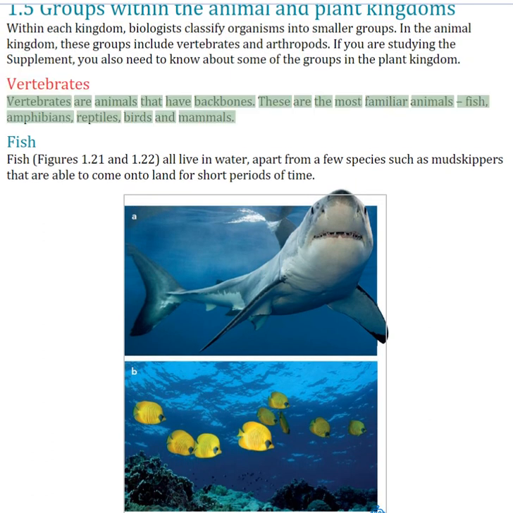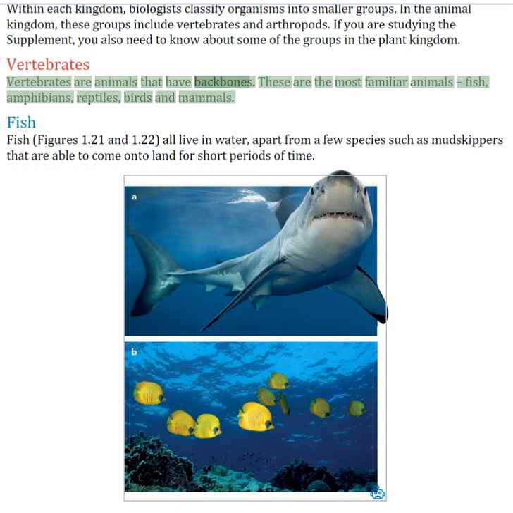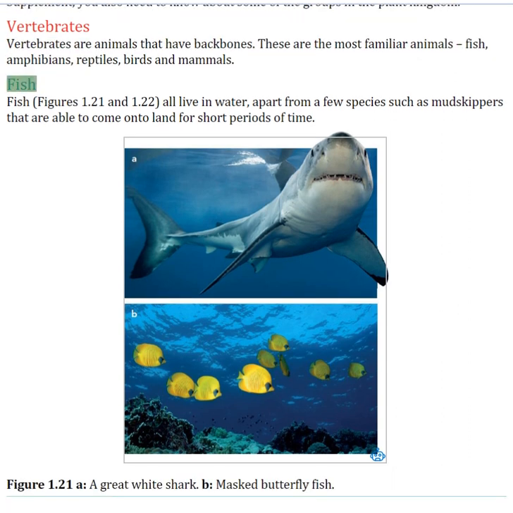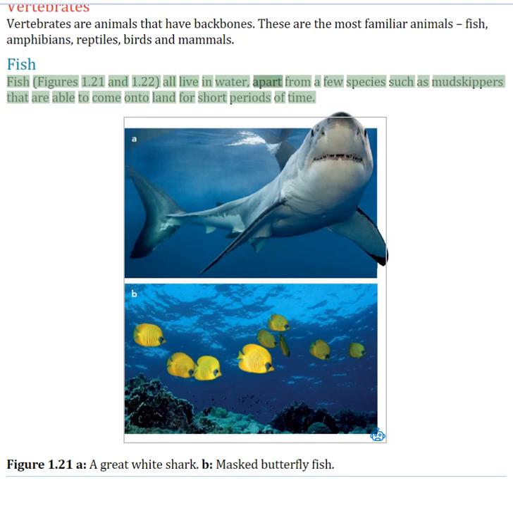Vertebrates. Vertebrates are animals that have backbones. These are the most familiar animals: fish, amphibians, reptiles, birds and mammals. Fish. Fish all live in water, apart from a few species such as mudskippers that are able to come onto land for short periods of time.